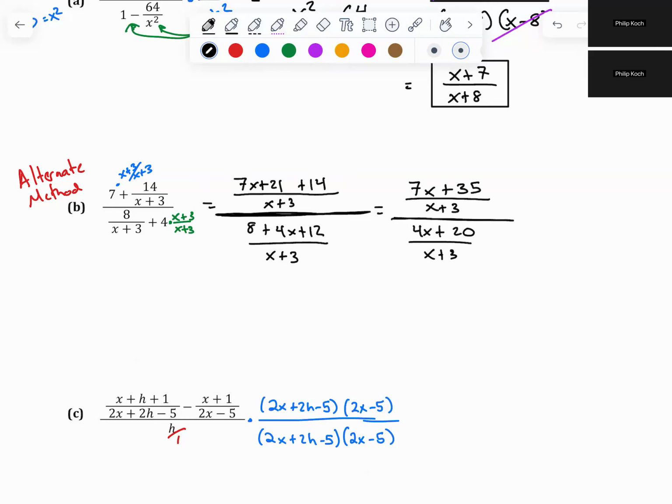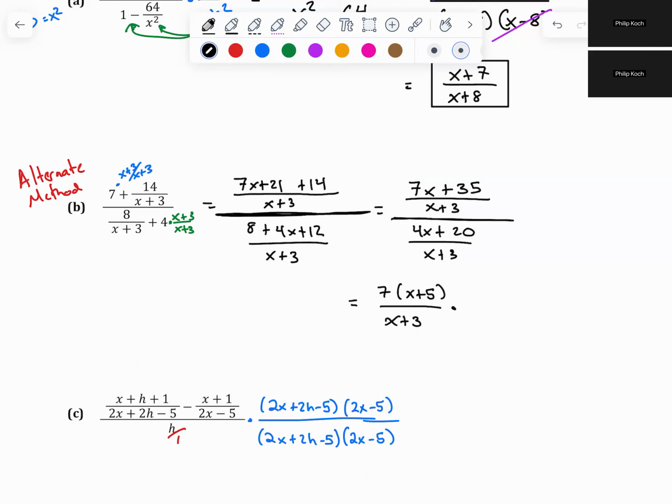But now that it's a fraction over a fraction, we know how to work with that. That's division. So division by a fraction means you flip and multiply. So this becomes, and I'm going to factor it as I'm going through it, because I noticed that the numerator of the big numerator has a common factor of 7. That becomes 7 times (x plus 5) over (x plus 3).